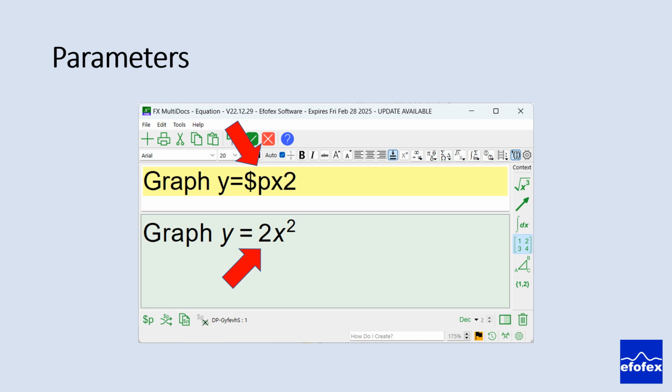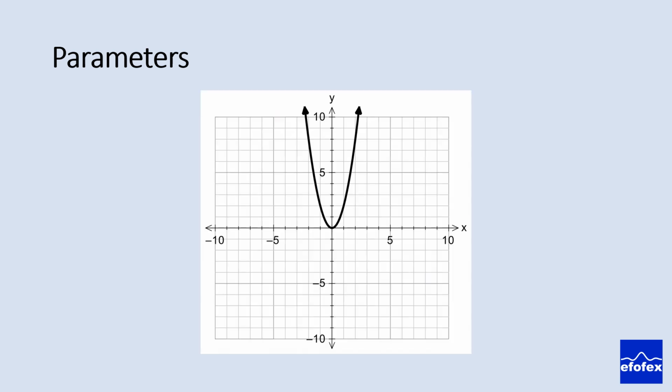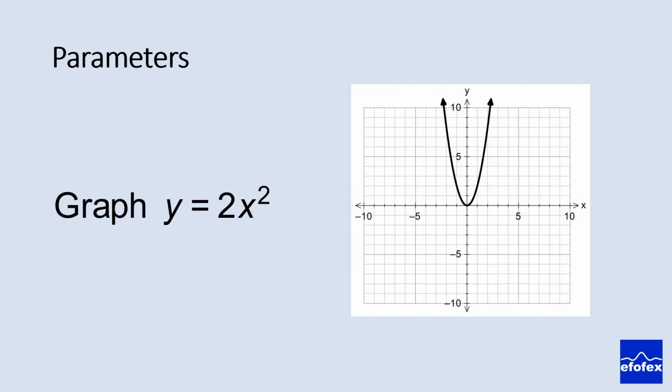In this example, $P has been replaced by 2. And here we have used the same parameter with the same current value in a function graph. And this is the output. If we regenerate and the parameter changes value, everything that you have included the parameter in will be updated automatically, wherever it is in your document.